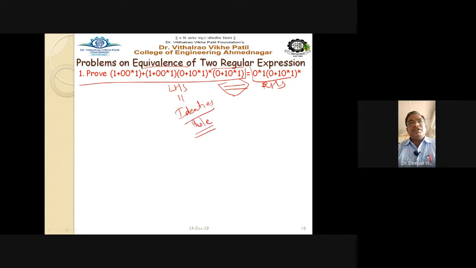And using these identity rules, something can be replaced, so that we can manage, or we can easily prove that the left hand side is equal to the right hand side. That is what we have to see here, that we have to prove here, right? So see how it is being proved.